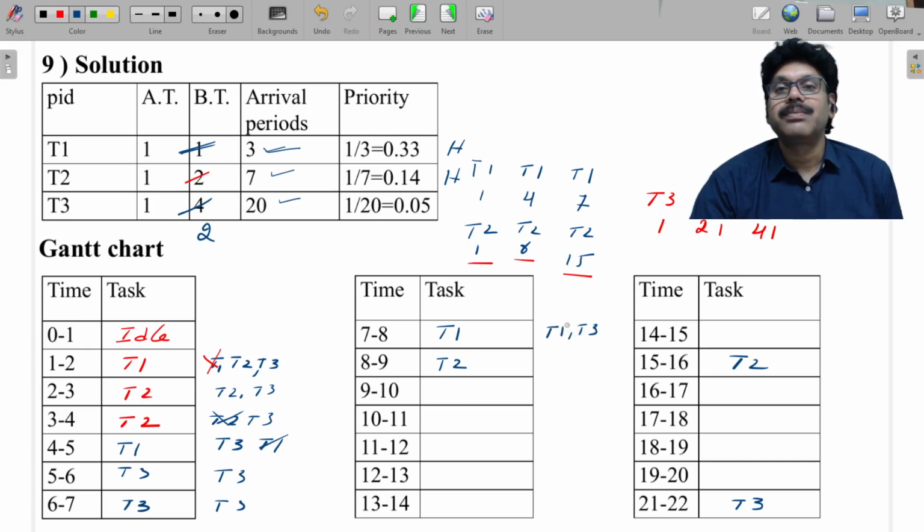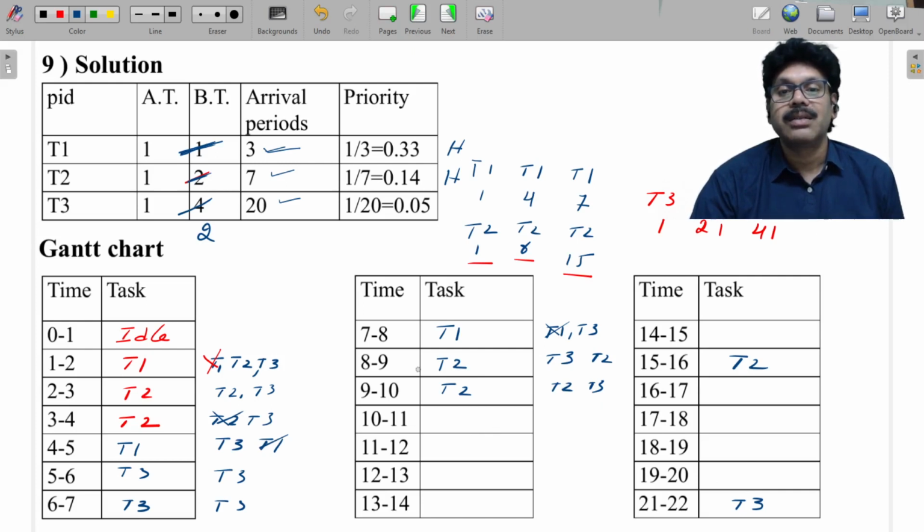Now T3 is continuing here. T1 also wakes up, but between T1 and T3, T1 has the highest priority. So T1 needs 1 unit and is removed. T3 continues. Unfortunately, T2 also wakes up and needs 2 units, so T2 is carried forward here. Now T2 is executed. That's it. Again T2 will come at 15.